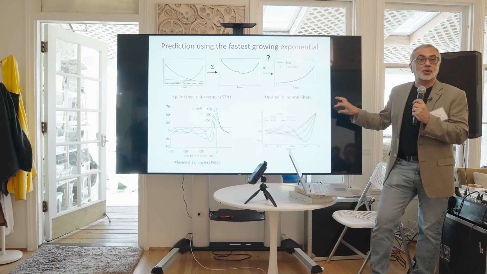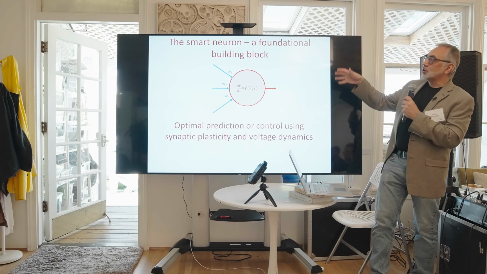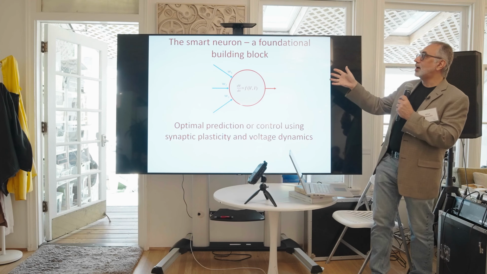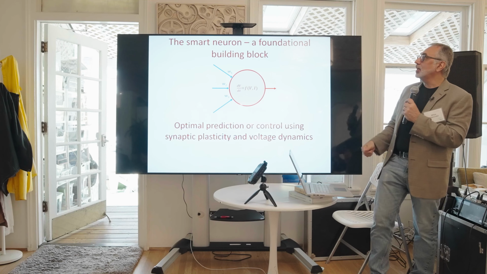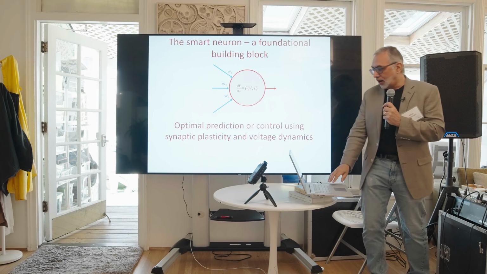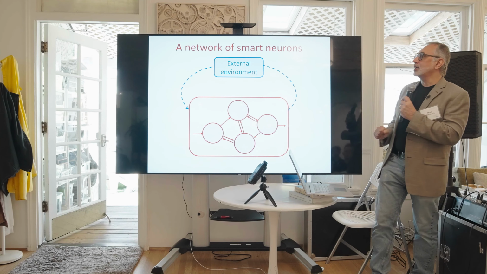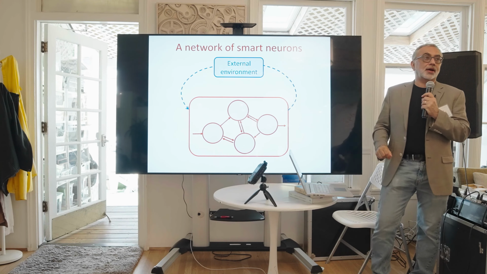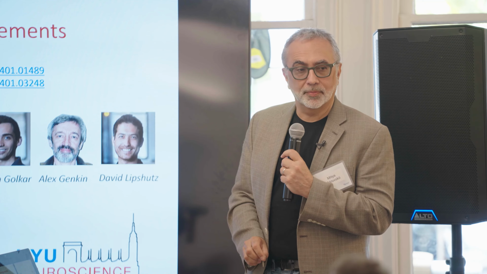We can learn this all from the data and come up with a self-consistent description of a neuron that we call the smart neuron, which optimizes prediction or control and may serve as a foundational building block of the networks or connectomes that can be used now for whole brain emulation. And I want to thank my collaborators in this work.